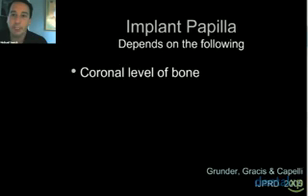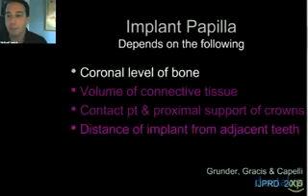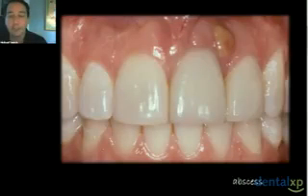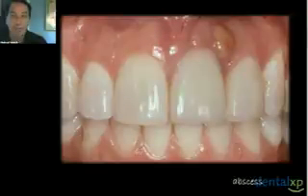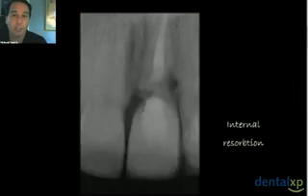Now, the implant position also depends upon the coronal level of the bone, as pointed out by Grunder and Rosa Capelli in the International Journal of Periodontics and Restorative Dentistry in 2005. In this case, we have an abscessed tooth due to internal and external root resorption, as you can see. And when this tooth is removed, you're going to lose bone. Well, the bone has already been lost, as you can see on the distal aspect of the central incisor.